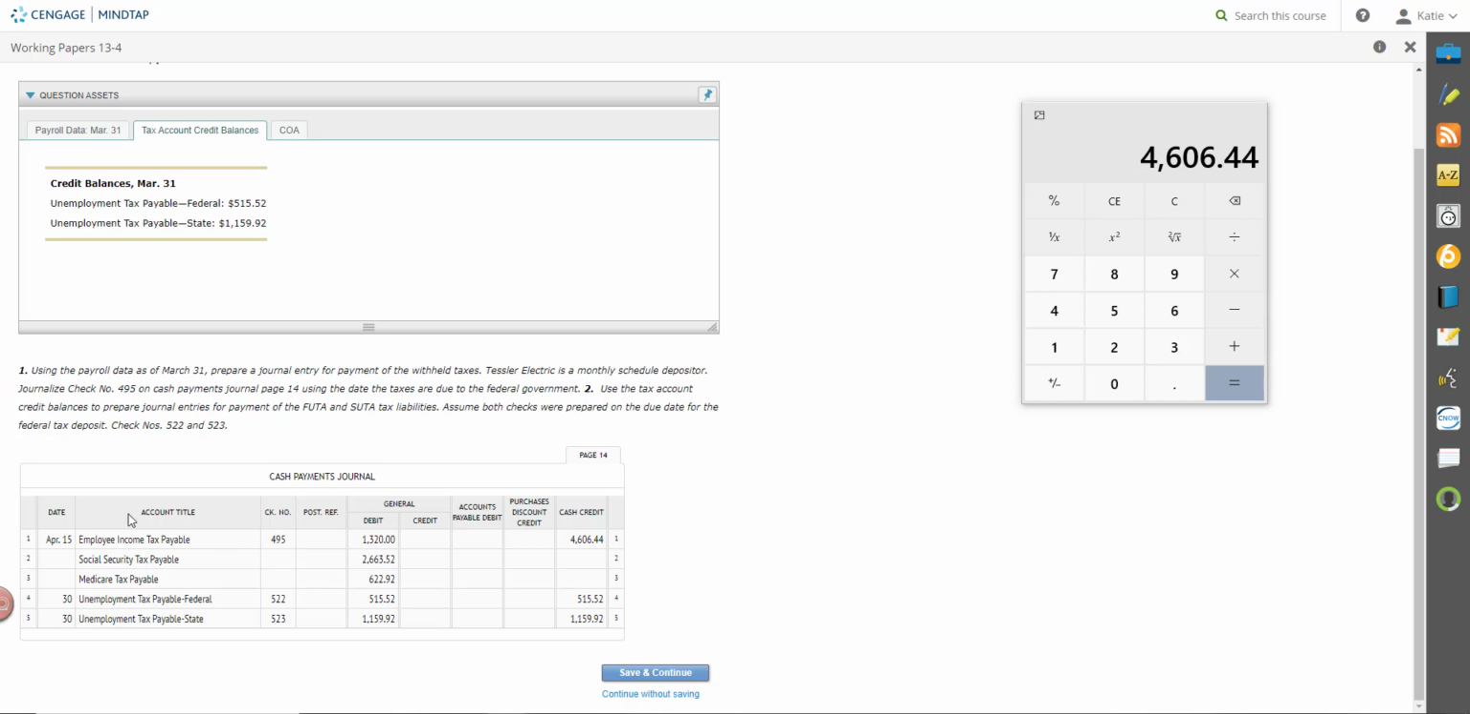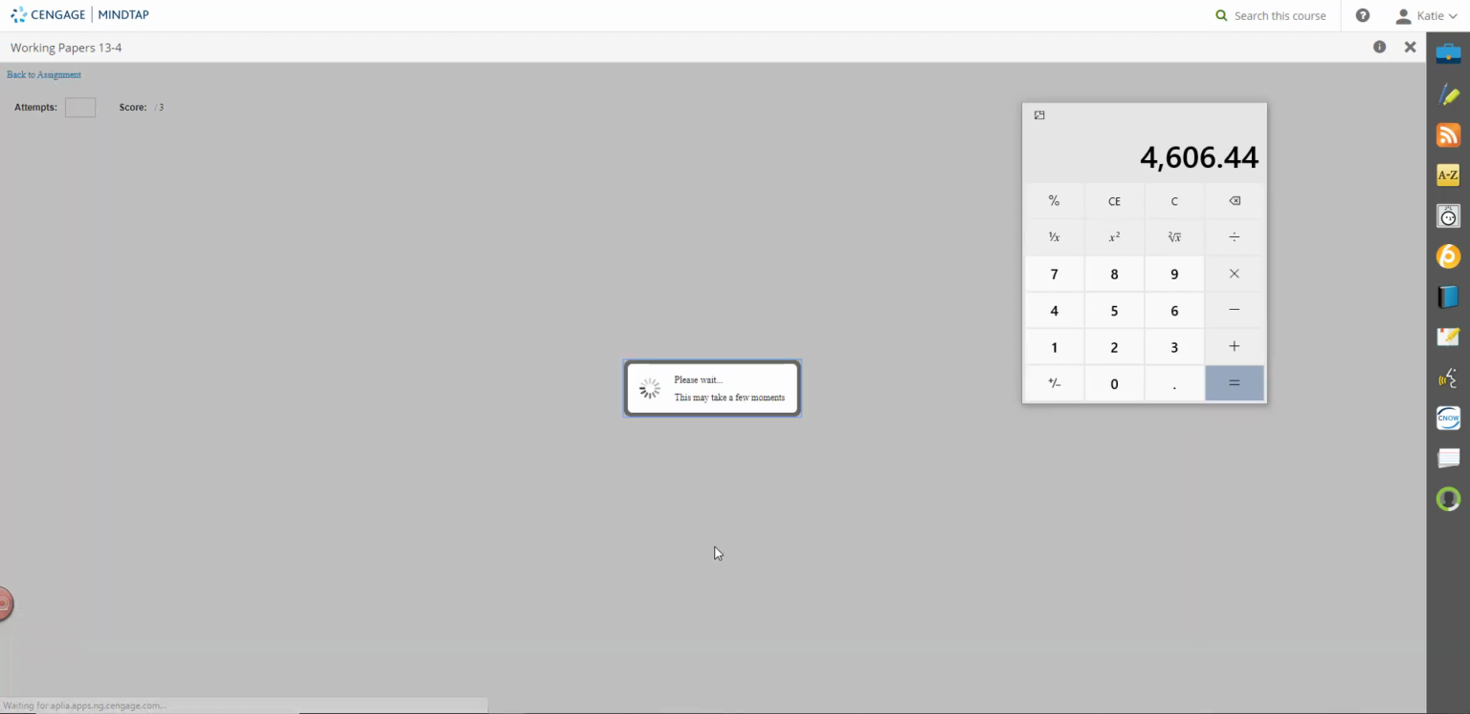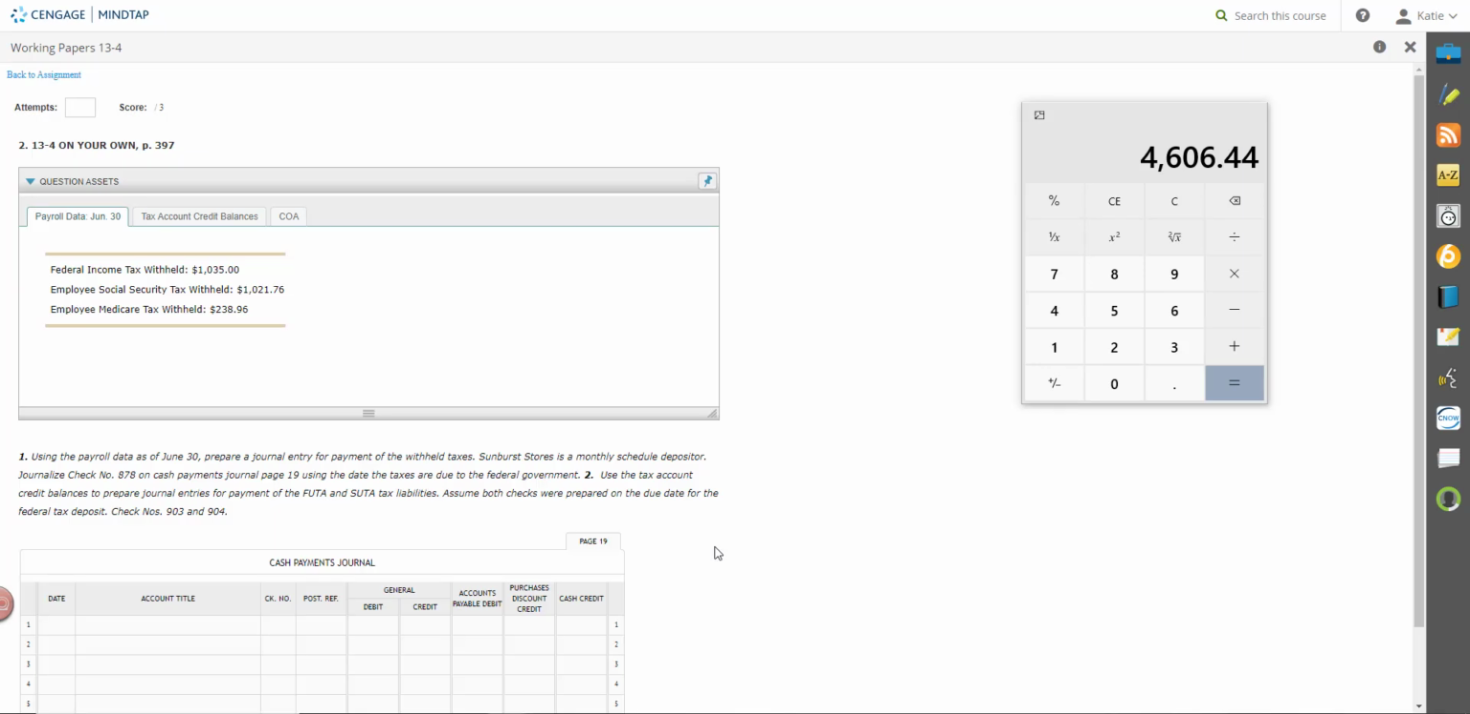So journalizing these transactions are not difficult, but the most common problem that we're going to have is going to be our Social Security and Medicare tax, because when you look just at this data, a lot of people are just going to grab this, but you have to realize that it says employee, and remember our 4 taxes that an employer must pay: Social Security, Medicare, federal unemployment, and state unemployment. We have to take that into account. So we'll go ahead and take a look at the work together and try that on your own. Good luck.